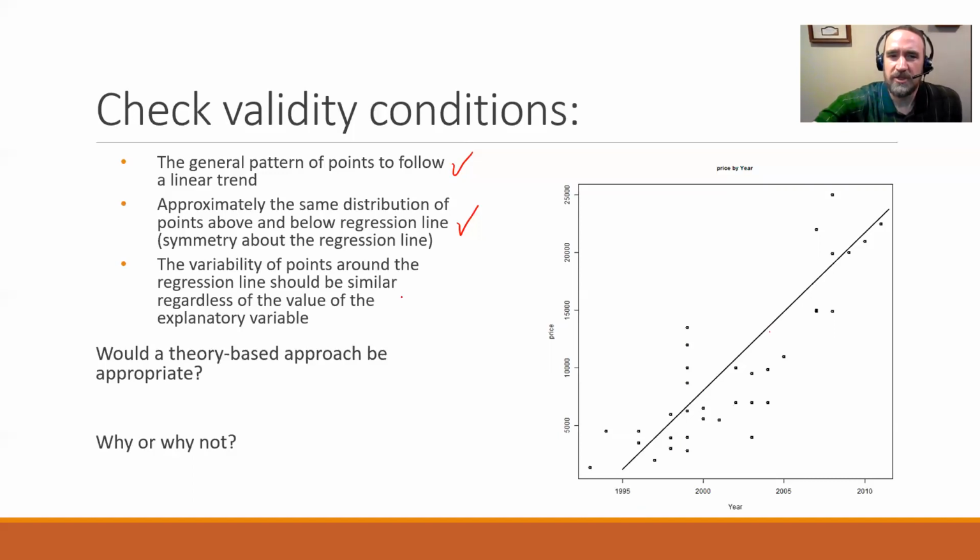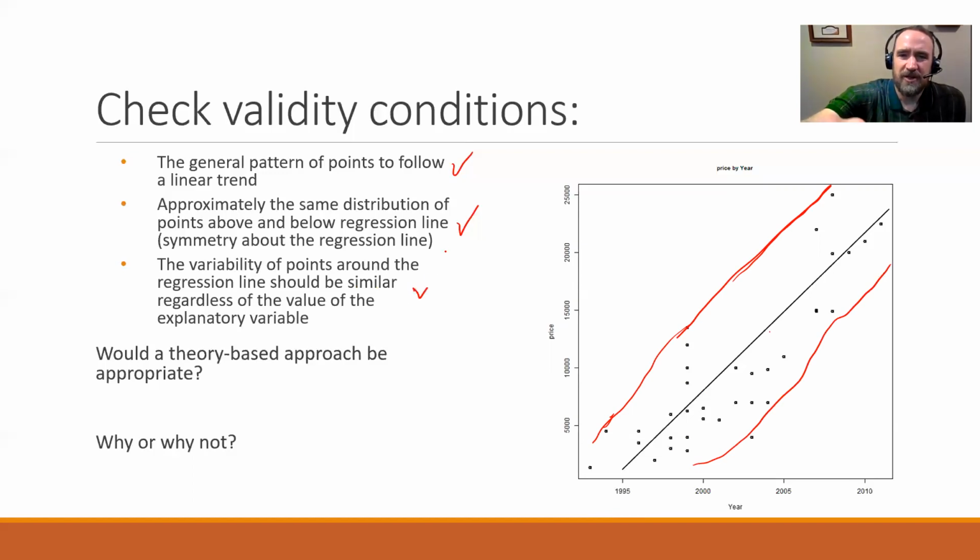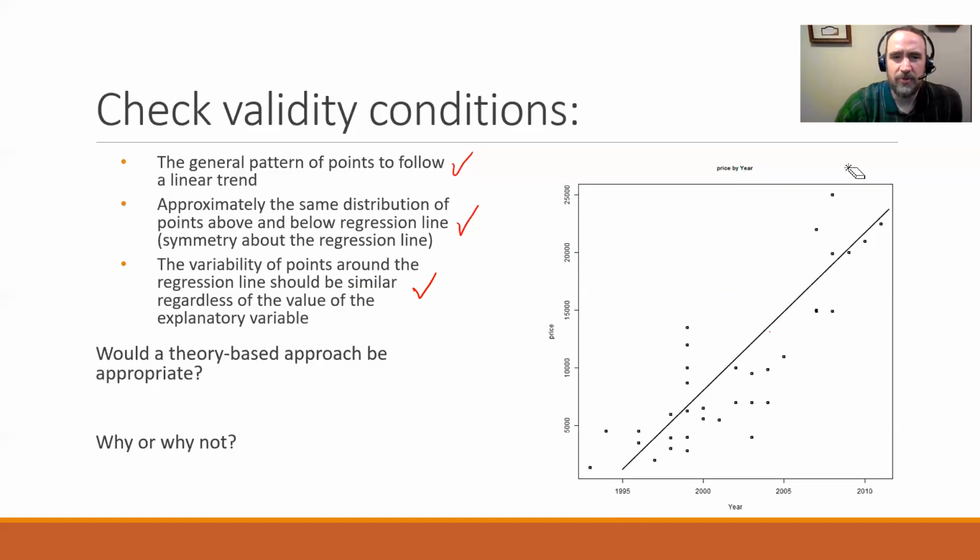Lastly, variability of points around the regression line. So how spread out are they? And we've got kind of this amount of spread on this side and this amount over here. It's okay. Once again, a fairly small data set makes it a little harder to judge these things, but most statisticians would look at this and say, yeah, we could do a theory-based approach in a scenario like this. So hopefully those examples are helping you understand how we can check validity and conditions.